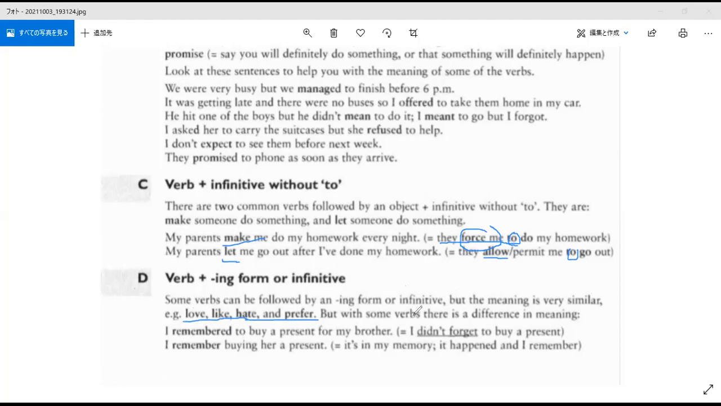I remember to buy a present for my brother. I didn't forget to buy a present. I remember buying her a present. Memory, it happened, and I remember. Oh, I remember to. This is with infinitive, verb plus to. And then this is verb plus ing.